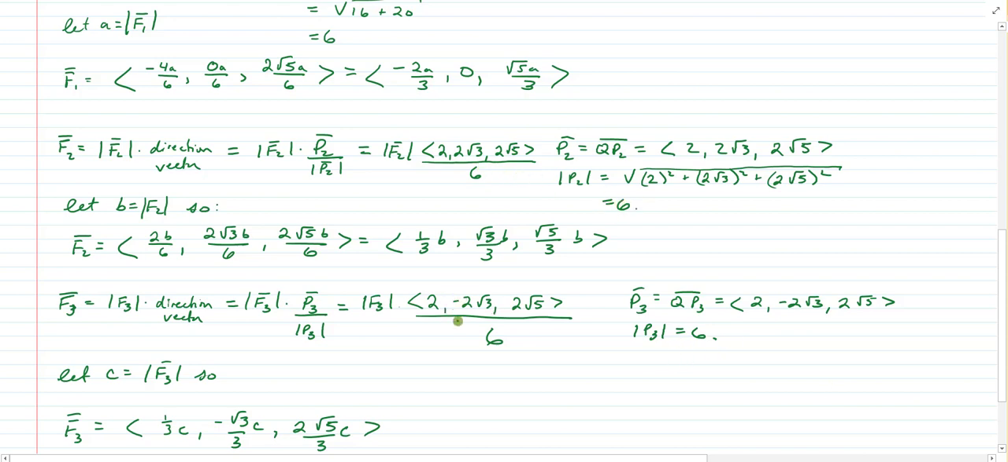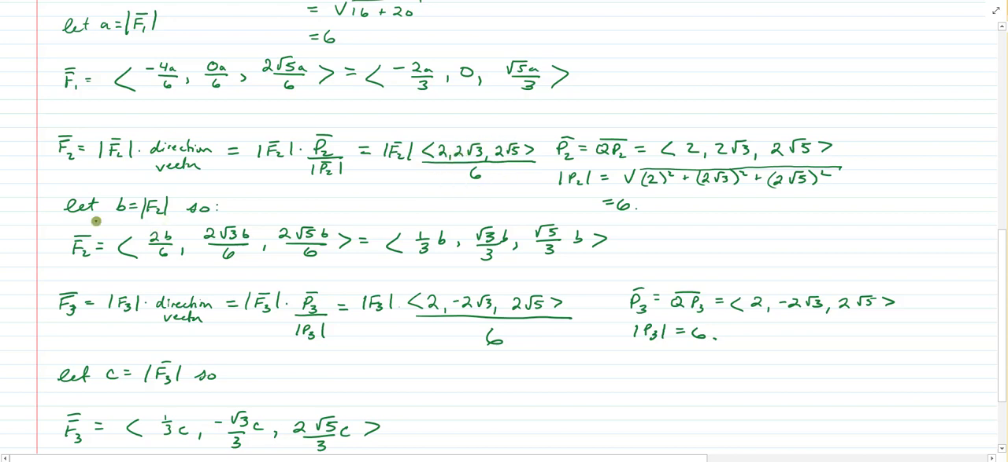All three of these came out to have a length of 6. That's unique to this problem. That won't always be the case, but oftentimes it is because you evenly disperse the cables. But it didn't have to be that way. So in each case, I thought of the force vector as being its unknown magnitude times its known direction, and there's that known direction vector.